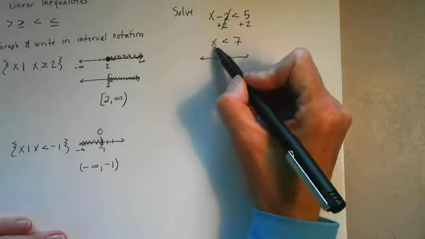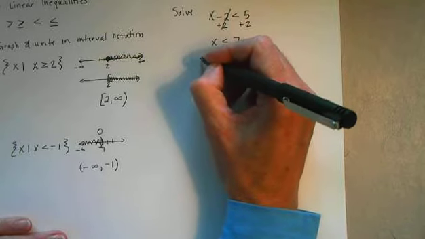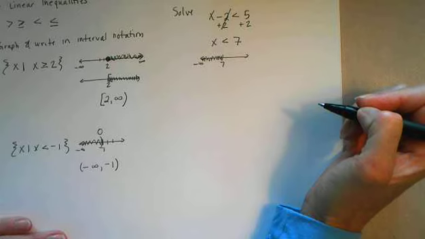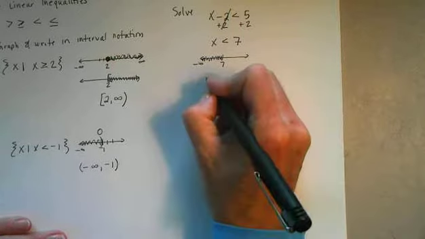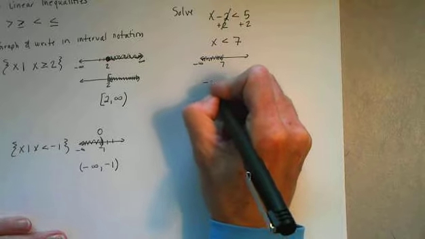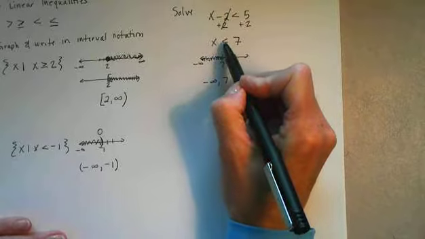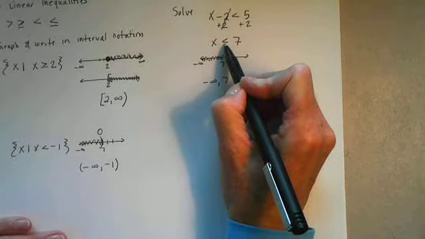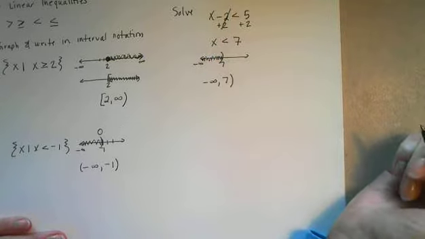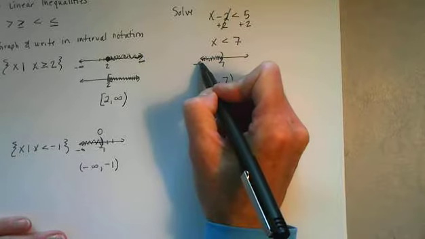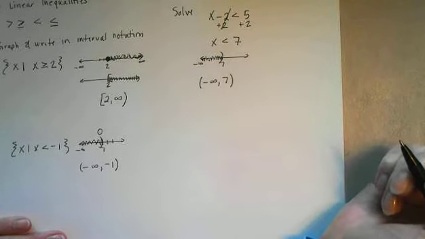So if I know x is less than 7, I know I'm shading 6, 5, 4, 3, all the way down to negative infinity. And then to write my answer in interval notation, I start with the smallest point, which is that negative infinity, and go up to my ending point, which is 7. And I know I'm not including 7 because it's not equal to, so it's a parenthesis, both there and on your graph. And we can never include infinity or negative infinity, so it is also a parenthesis.